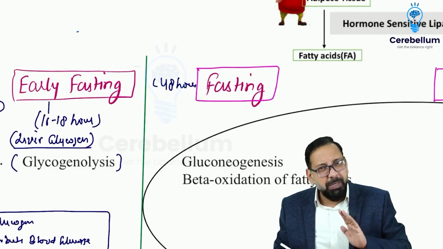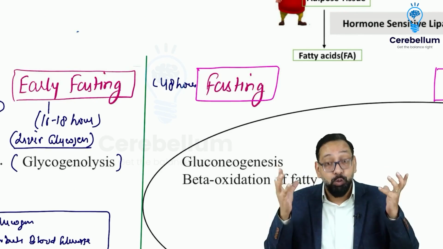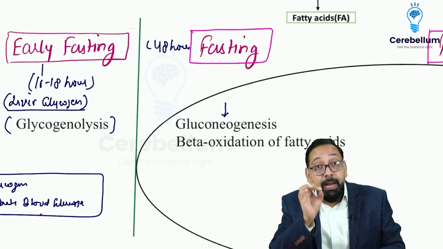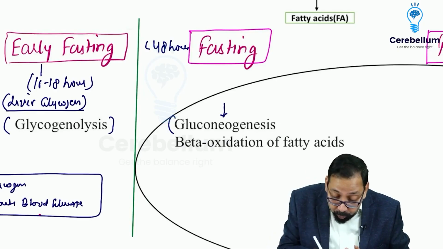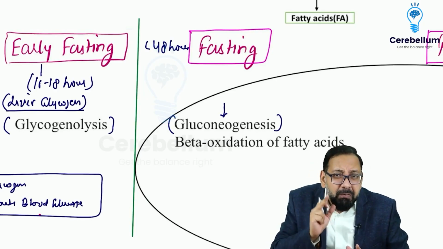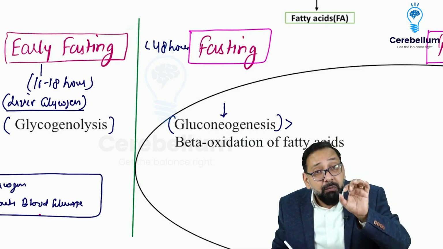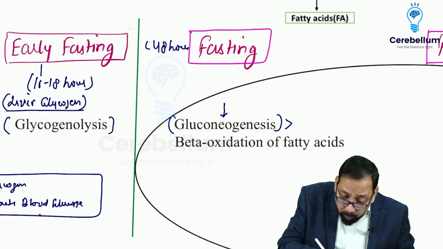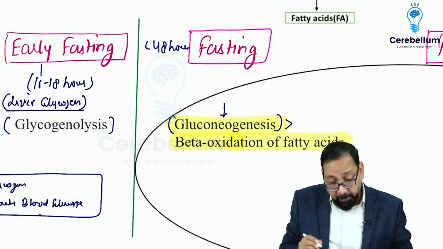The liver will say, don't worry. If glycogen is depleted, I will make new glucose. So the liver will do gluconeogenesis, and the liver can maintain blood glucose up to 48 hours by gluconeogenesis. At the same time, the liver will start beta oxidation of fatty acid. It means in the fasting state up to 48 hours, predominantly gluconeogenesis is there, but beta oxidation also starts.